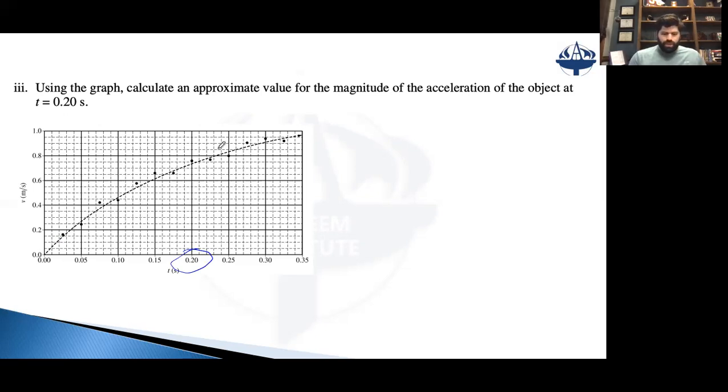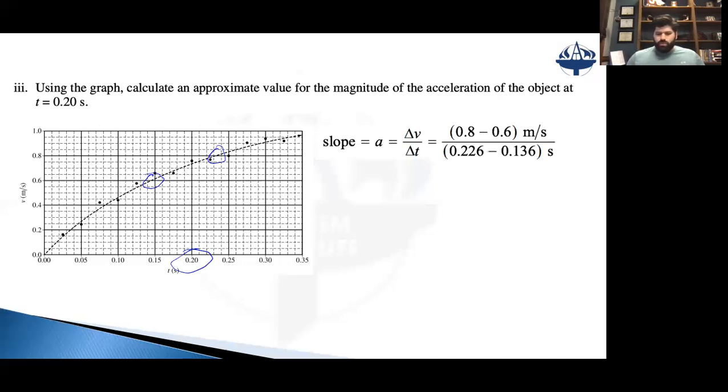So if we look at where our curve intersects the v value of 0.8 and where our curve intersects the v value of 0.6, we can write an equation for the secant slope, which is the change in the speed over the change in time: 0.8 minus 0.6 meters per second, all divided by 0.226 minus 0.136 seconds. And if we calculate that out, we get an answer of 2.22 meters per second squared.